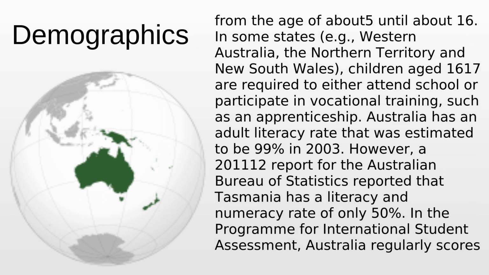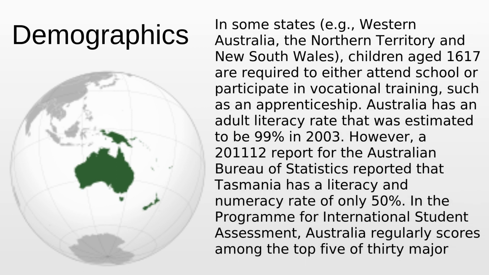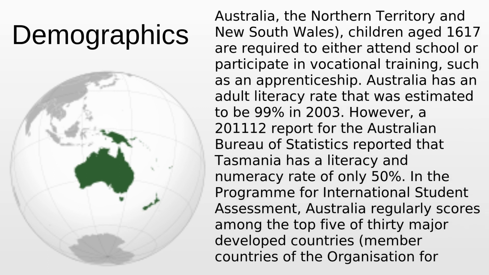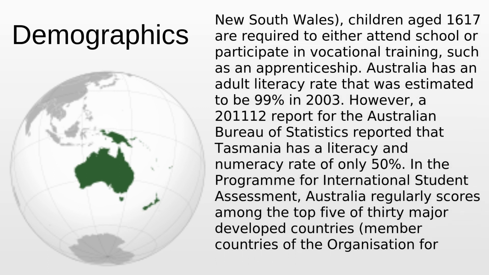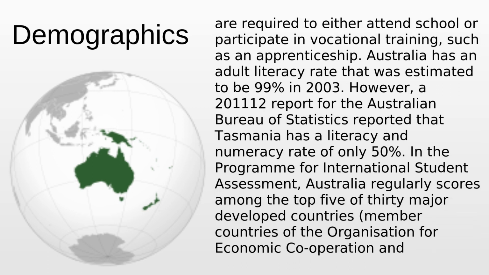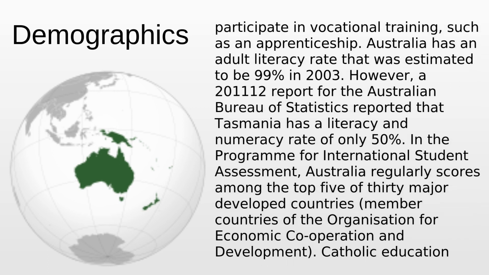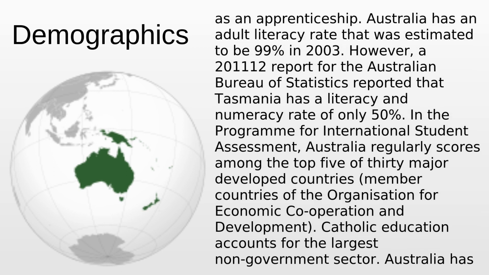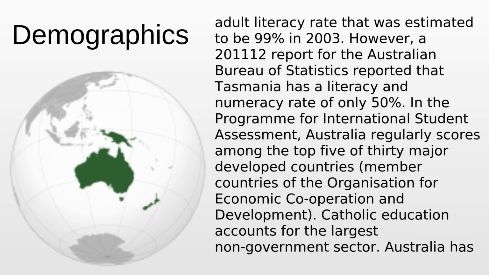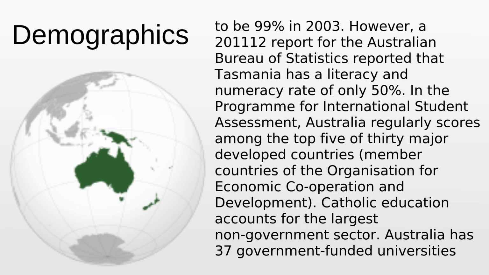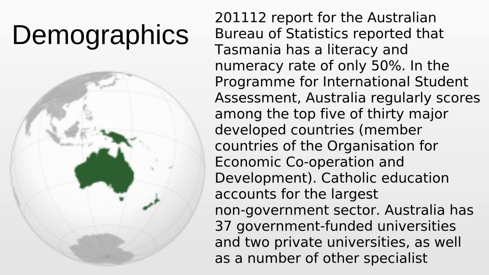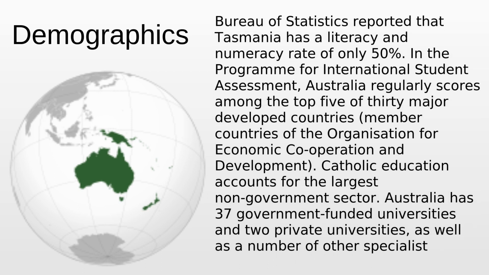But in general, children are required to attend school from the age of about 5 until about 16. In some states, e.g., Western Australia, the Northern Territory and New South Wales, children aged 16-17 are required to either attend school or participate in vocational training, such as an apprenticeship. Australia has an adult literacy rate that was estimated to be 99% in 2003.